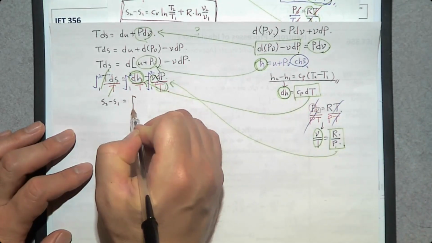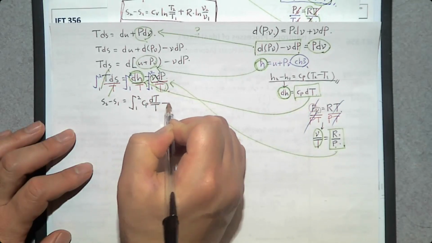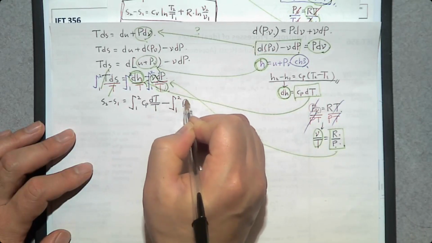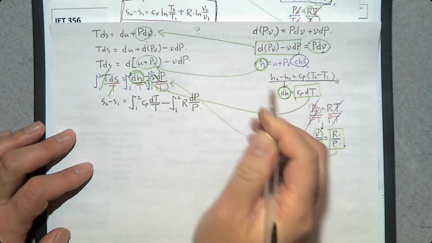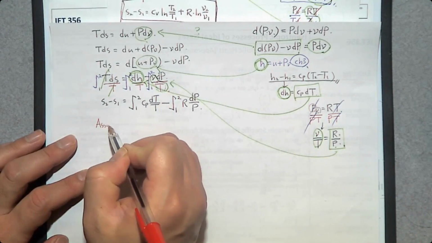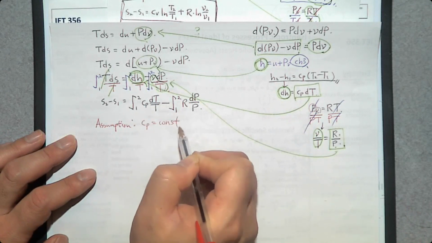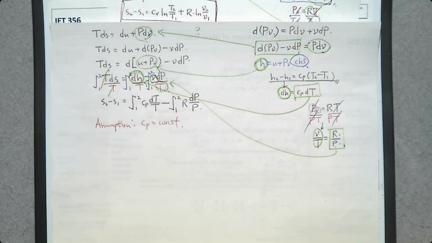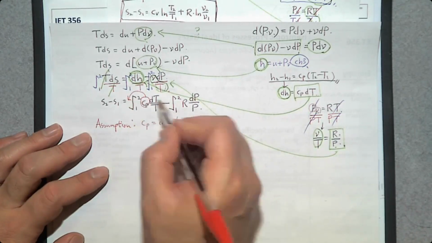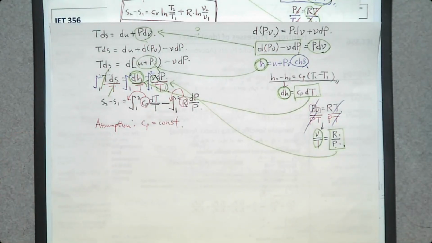Then this equation becomes integral Cp dT over T minus integral R dP over P. Now, if we assume Cp is constant, then this Cp goes out. This R is a constant, goes out. Now, do you know how to integrate dT over T? Yes, natural log.